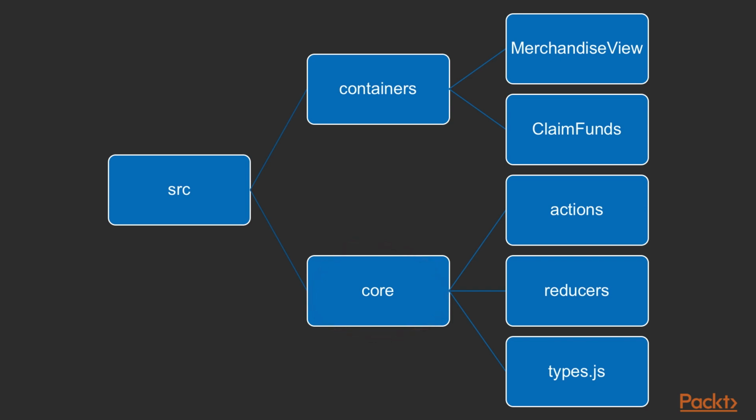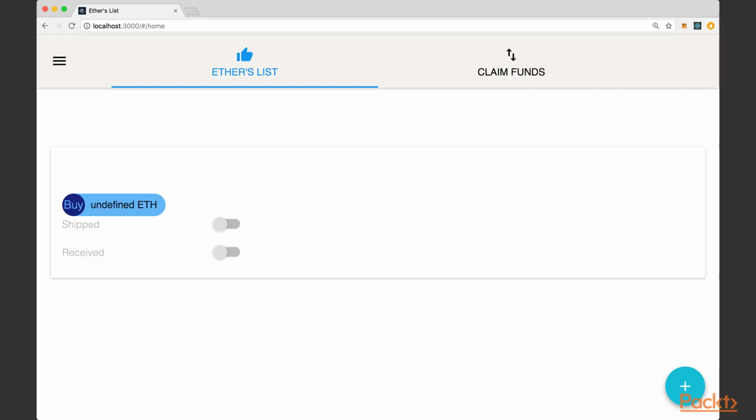We have an actions folder for responding to actions taken by the users of our app, and the reducers folder that listens for changes to the Redux store. The mapping between actions and reducers is defined in this file, types.js. So our homepage initially looks like this. It's pretty empty. Our job is to wire up the name of our item, the description, the price, the shipped, and the received status. We'll do that by setting the properties of those elements to the respective elements in the Redux store passed in as properties.